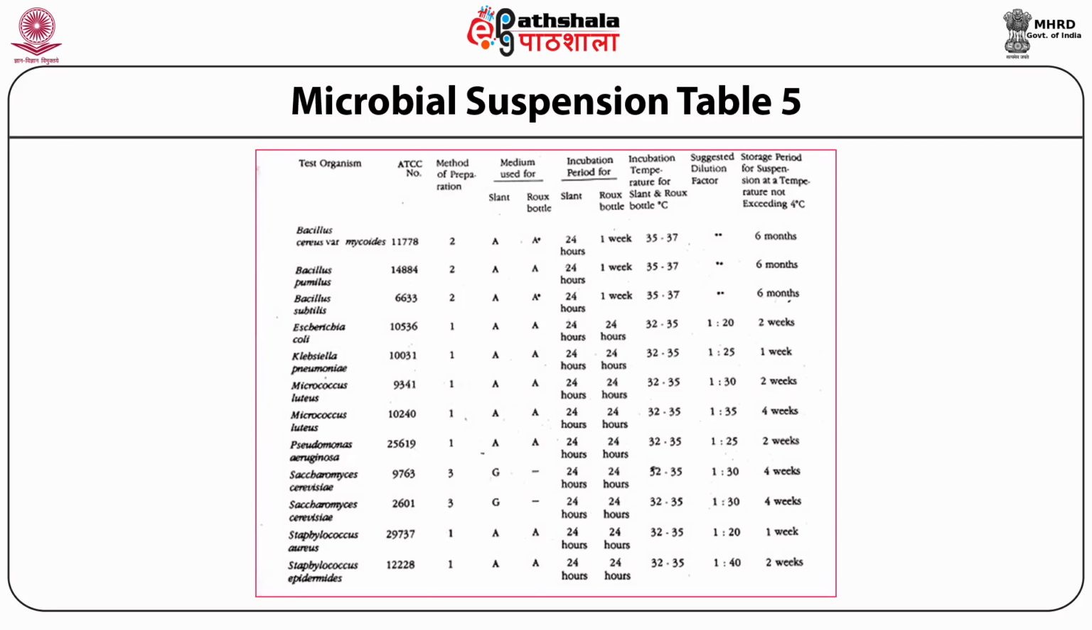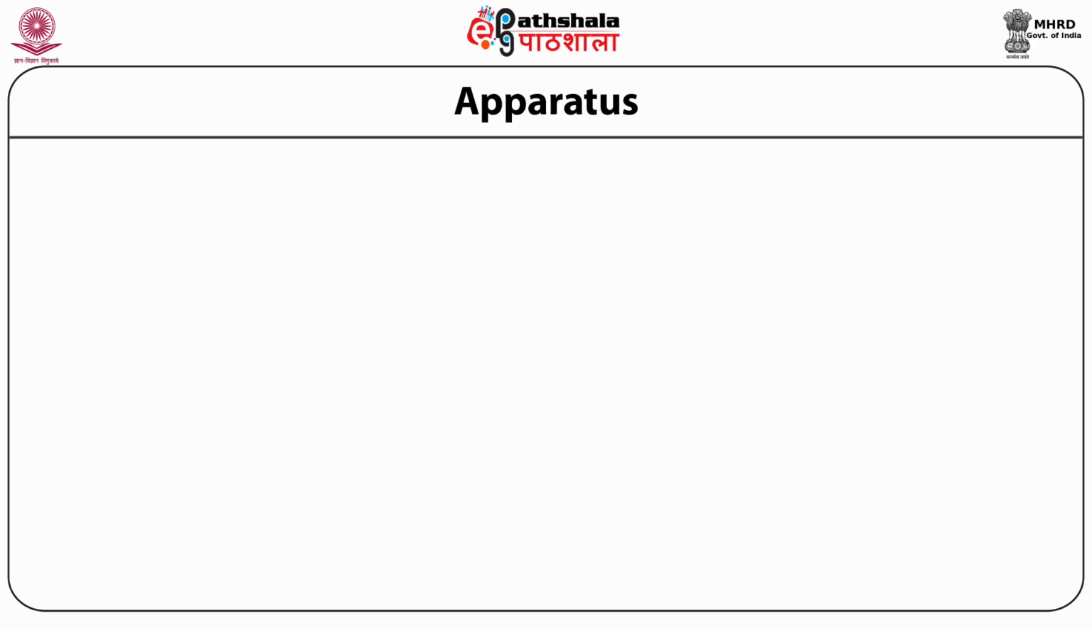Microbial suspension. The microbial suspension used for antibiotic assay is specifically mentioned in the pharmacopoeia. As per the pharmacopoeia, we have to prepare the microbial suspension for specific antibiotic assay, and this is given in table number 5. To carry out microbiological assay or antibiotic assay, we need to use certain apparatus or instruments. All the equipment or apparatus used for antibiotic assay must be cleaned before and after use, because this is necessary to maintain the sterility and reproducibility of the result.